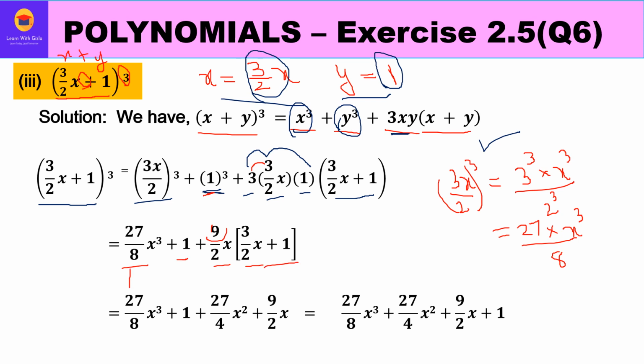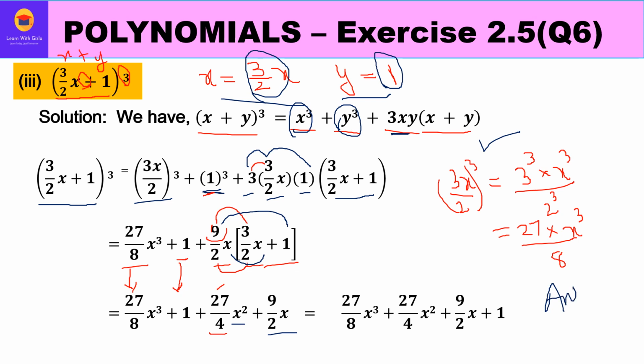So over here, 27 by 8x cube, 1 has come as it is. Now open the brackets. 9 into 3, 27, 2 into 2 you will get 4, and accordingly x into x also you will get x square. Now 9 by 2x into 1 is the number itself, that is 9 by 2x. Anything multiplied by 1 is the number itself. So this is our final answer.